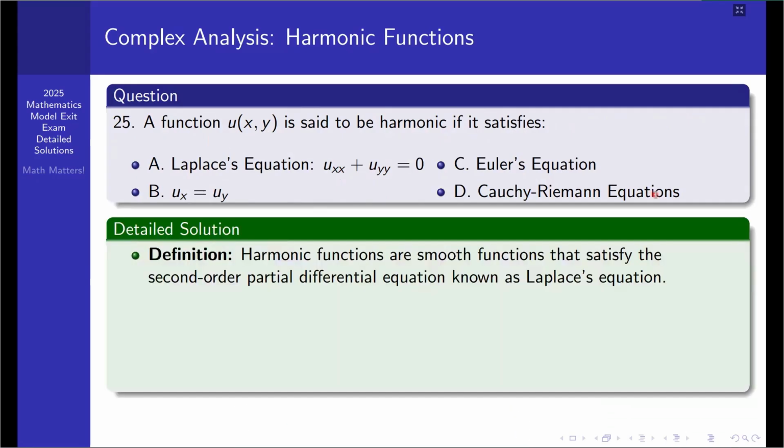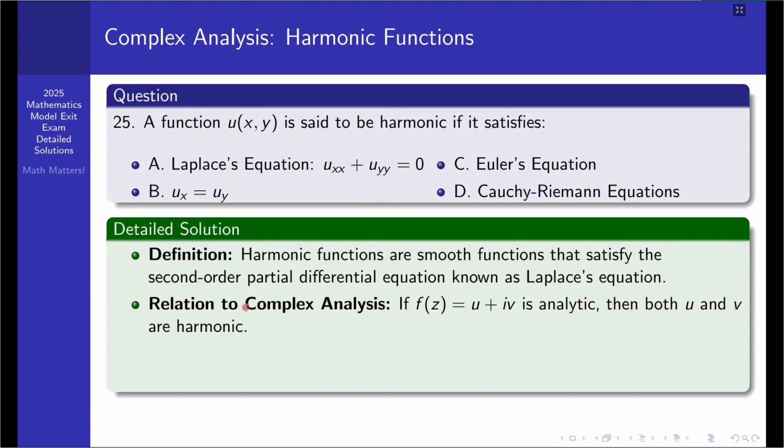So first, let us see what harmonic functions are. Harmonic functions are smooth functions that satisfy the second order partial differential equation known as Laplace's equation. That is simply this equation.